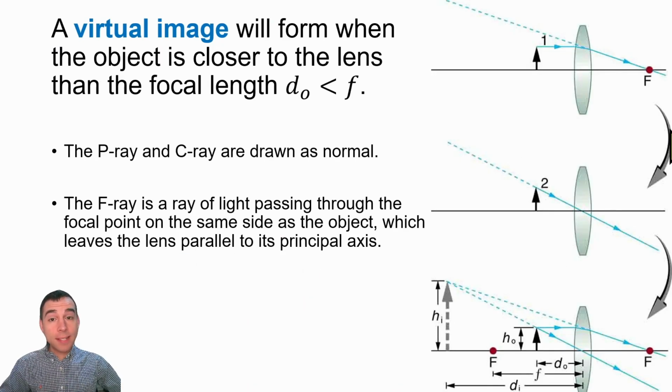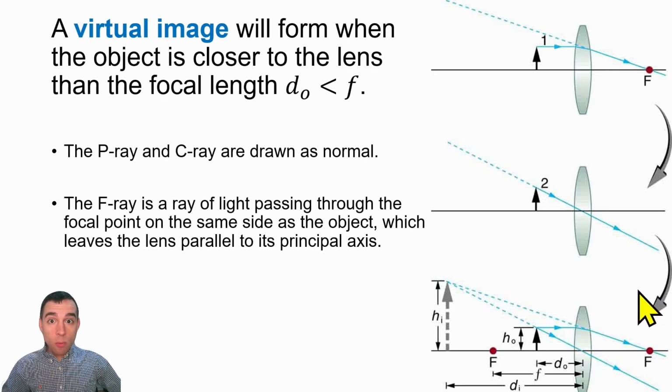For converging lenses, a virtual image will form whenever the object is in front of the focal point. In this situation, the P ray is still drawn just the same. It enters parallel and leaves through the focal point. With the C ray, it's still the same. It passes through the center of the lens and goes through unbent. And if we were to draw the F ray, we would have to draw a light ray passing through the focal point, past the top of the object, entering into the lens and exiting parallel.